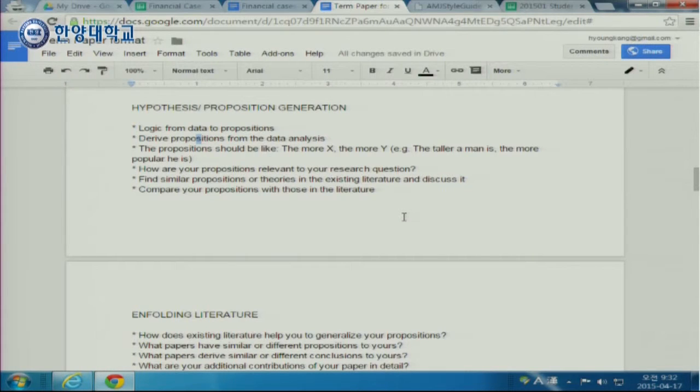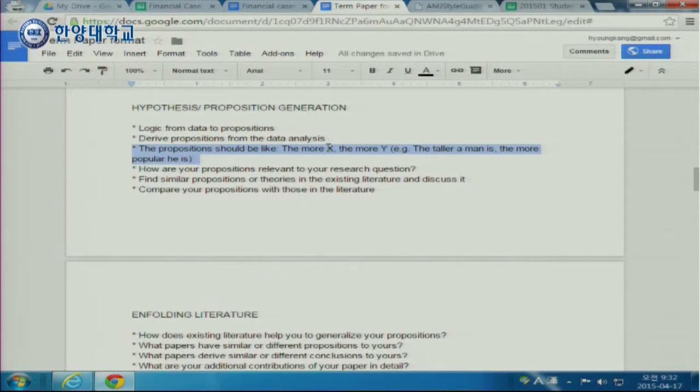And then you have to generalize it. You have to argue that the pattern you found is not particular to your data. Otherwise, you have to argue that it is generalizable. In order to generalize it, you have to find similar propositions or theories in the existing literature and discuss them. Because your research question is original, I guess the pattern you found, your proposition, should be original too. This is new knowledge.